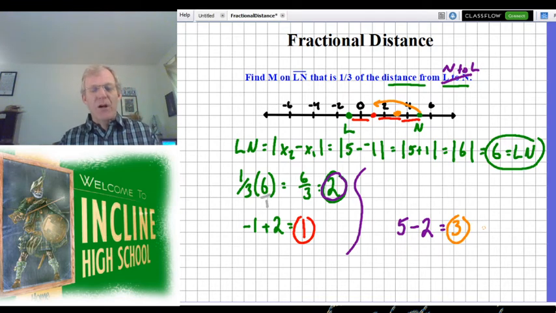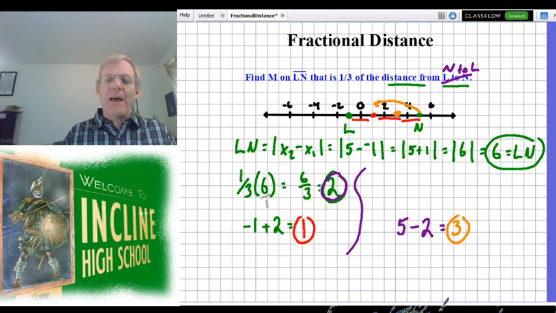This is 2 different questions. First one was from L to N. The second one was from N to L. So I want you to see that direction difference.